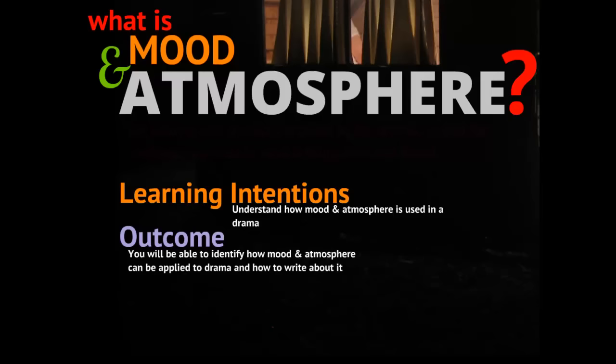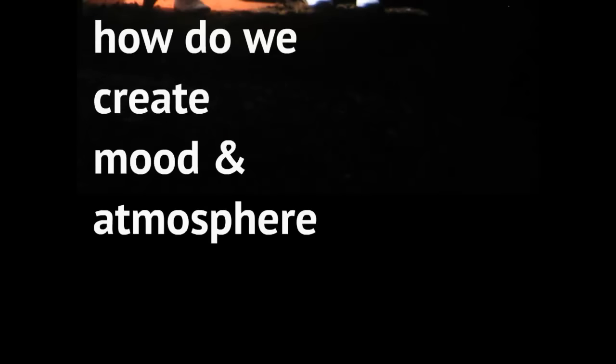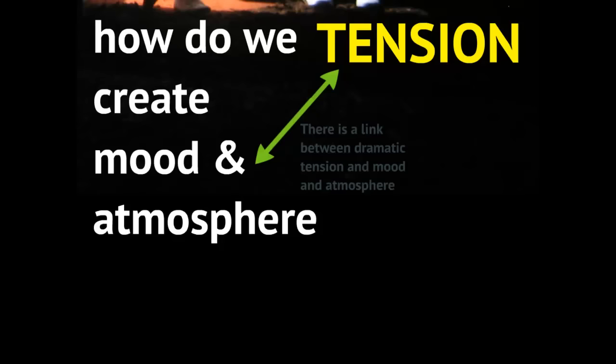Before we continue, it's important to figure out what is mood and atmosphere. Well, mood and atmosphere are the feelings and emotions aroused by the drama so that the audience respond to what is being seen and heard. How do we actually create mood and atmosphere? Well, mood and atmosphere is created through tension, and there is a link between dramatic tension and mood and atmosphere, which we're going to go into.